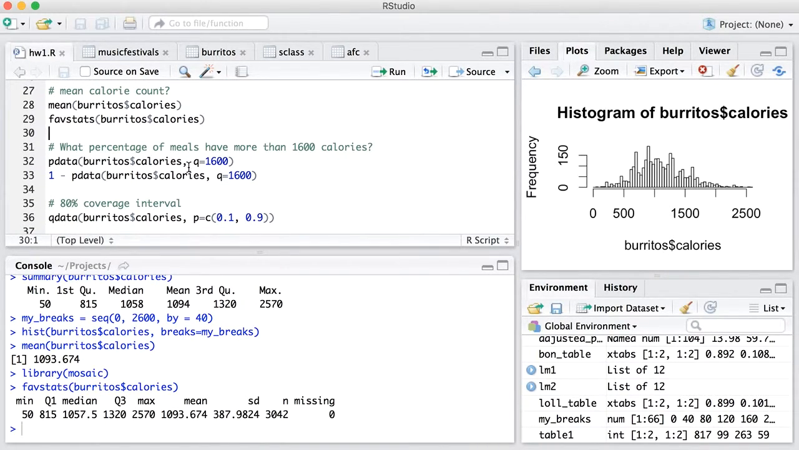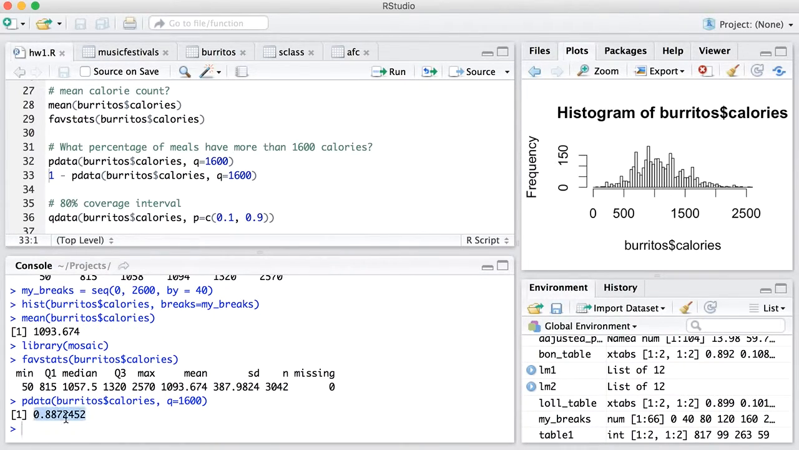All right, let's start looking at quantiles here. One of the questions was, what percentage of meals at Chipotle have more than 1,600 calories, which is sort of the low end of the Food and Drug Administration's recommended daily allowance for adults, about 1,600 to 2,400 calories. And the way we do that is using the pdata function, also defined in the Mosaic library. For pdata, you feed it a quantile here, 1,600, and it'll tell you what probability or quantile level that corresponds to. So if we ask for pdata of calories at q equals 1,600, what we get is 0.887. That's telling us that 88.7% of the calories in this distribution are to the left.